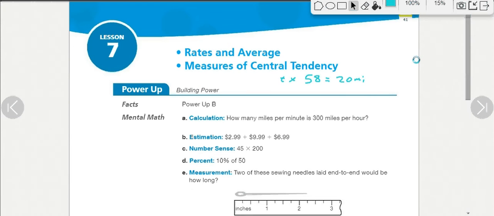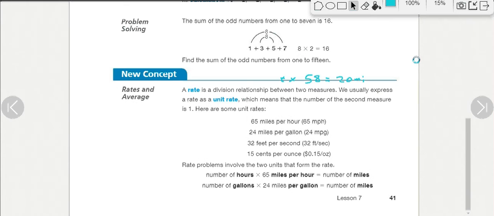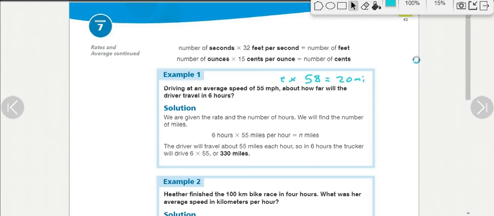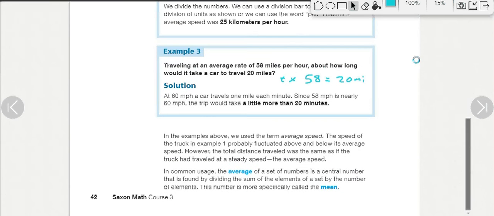See if it would have helped us. Number of hours times rate is number of miles. Number of hours times rate is number of miles, right?